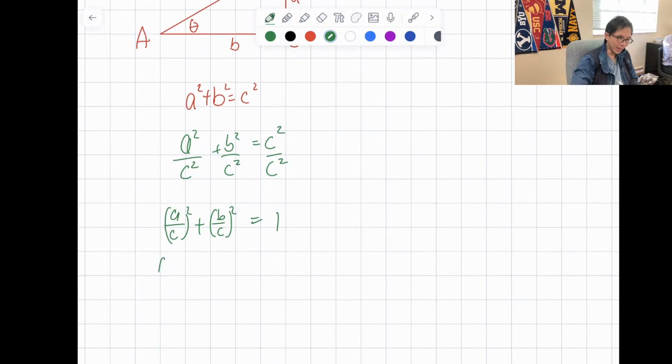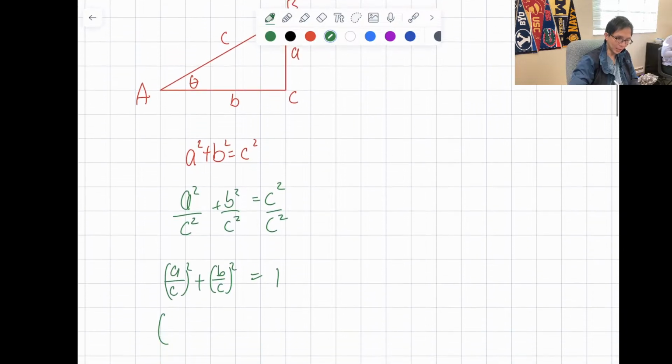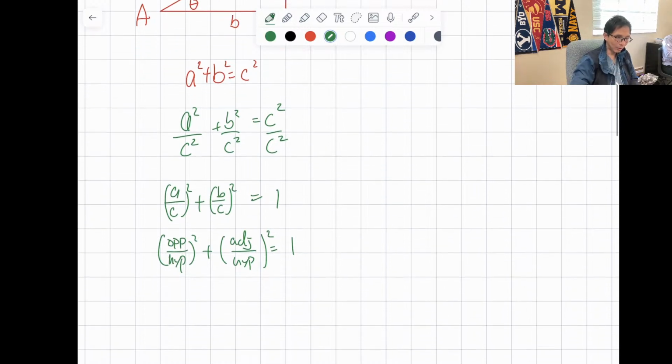Why? Because A over C is also known as the opposite over what? Hypotenuse, squared. Does that look familiar? B over C is adjacent over hypotenuse, squared, is equal to 1. I will give you a quiz just asking this next week. So what is opposite over hypotenuse? Sine theta plus cosine theta, but squared.